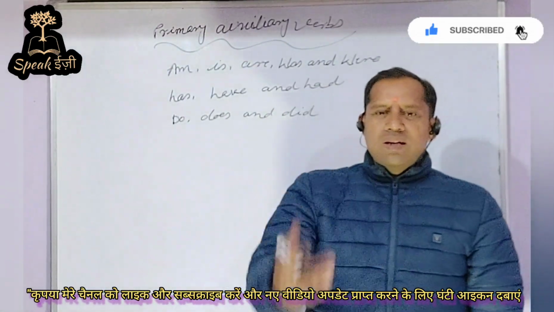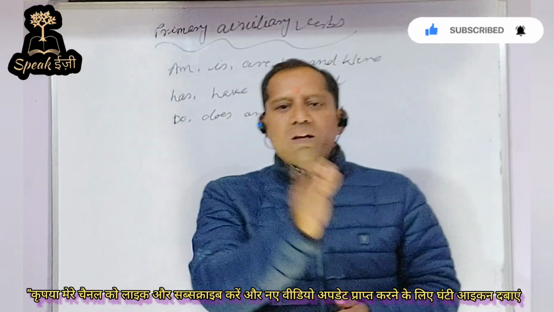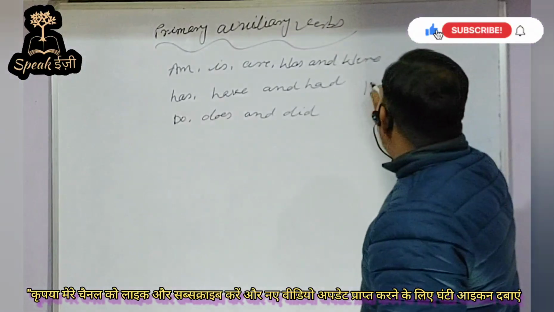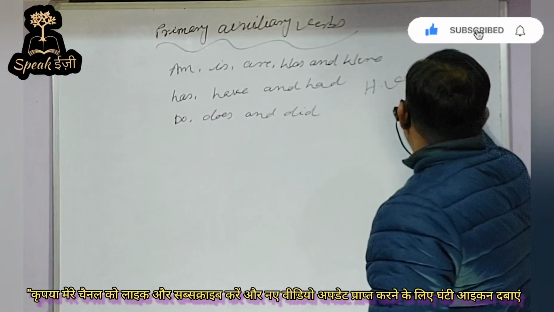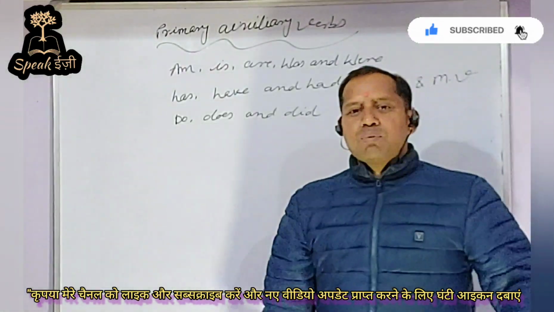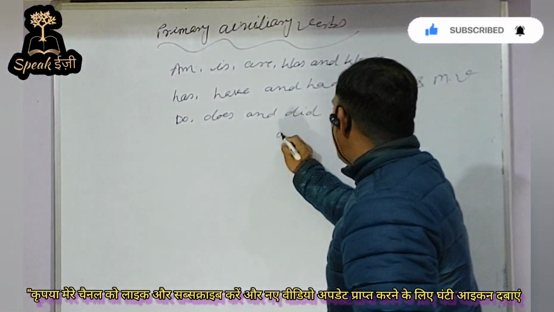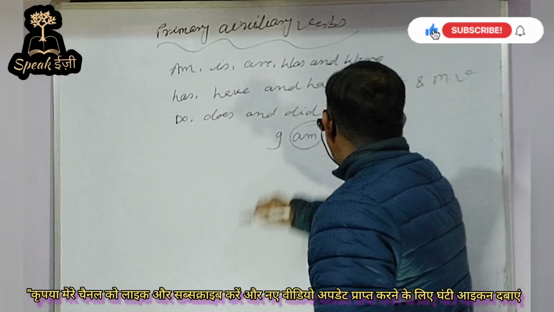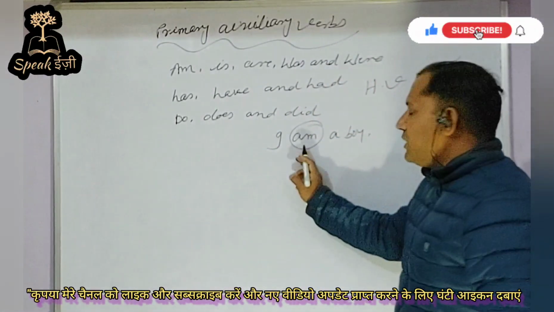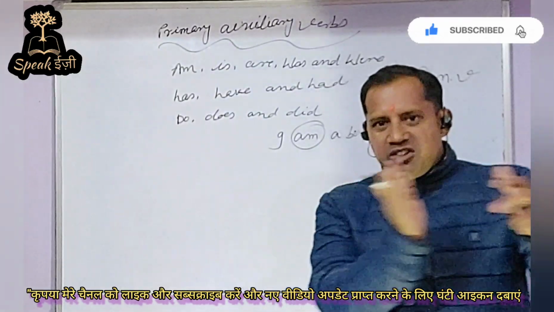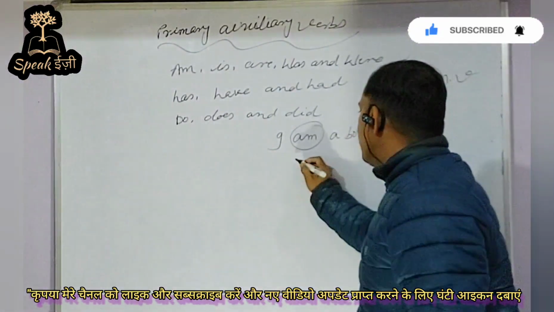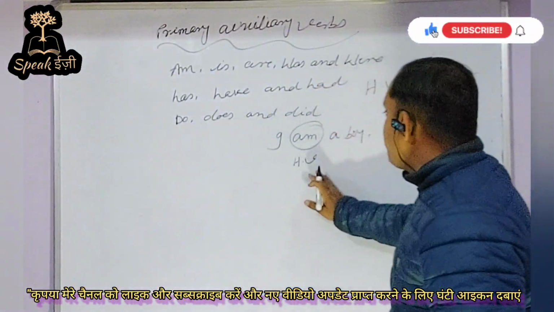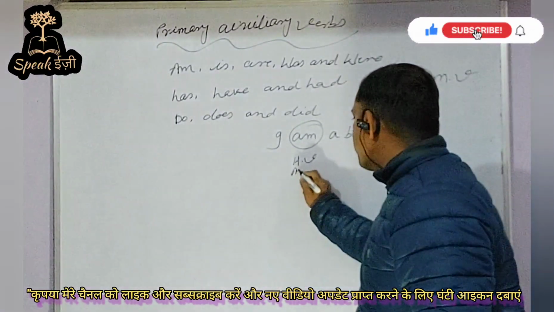So, let's understand what the qualities of these primary auxiliary verbs are. These primary auxiliary verbs can work as a helping verb and main verb. Generally, when we say "I am a boy," and someone asks which type of verb this "am" is, we have a picture in our mind that this "am" is a helping verb. But it is not like that. This is not a helping verb in this sentence. This is the main verb.